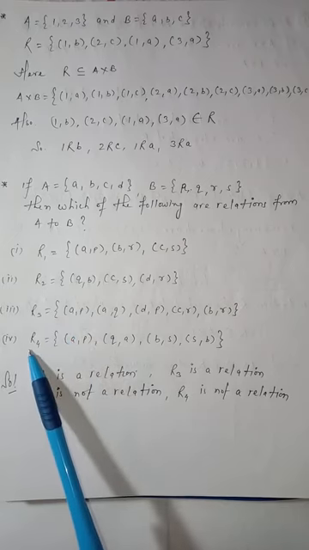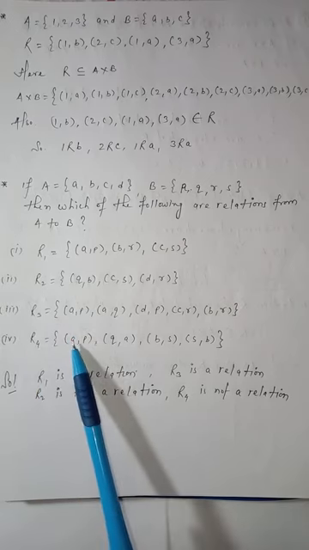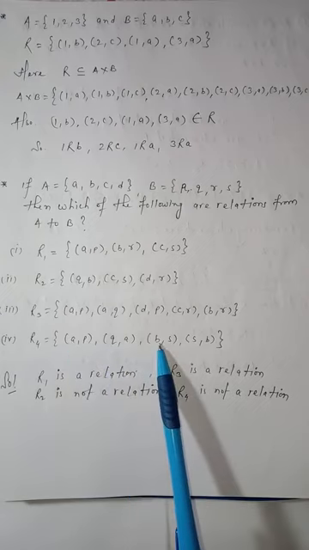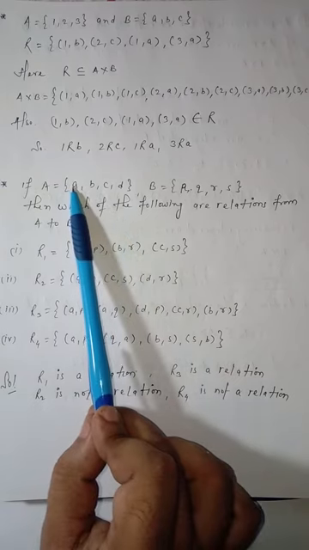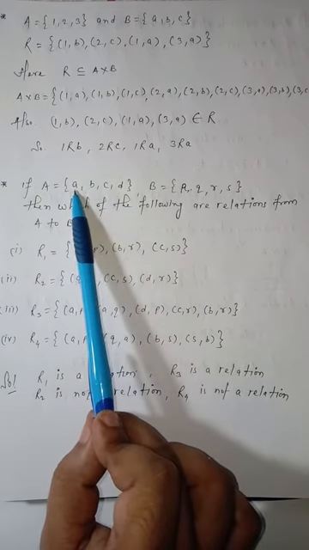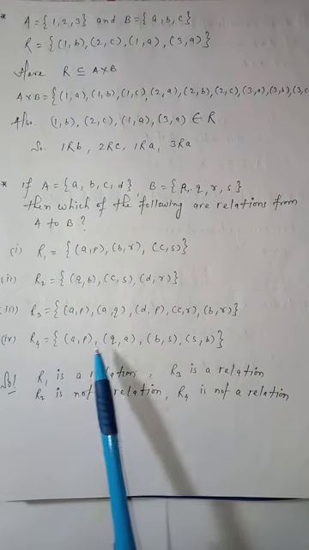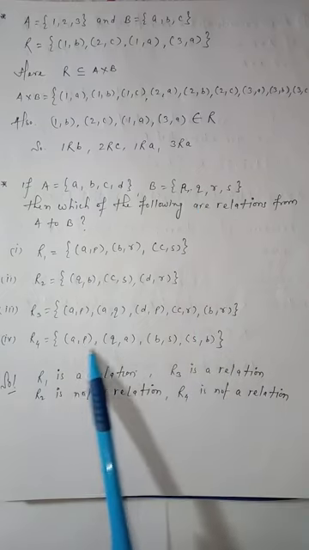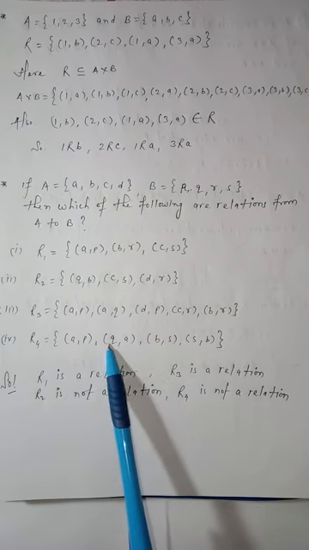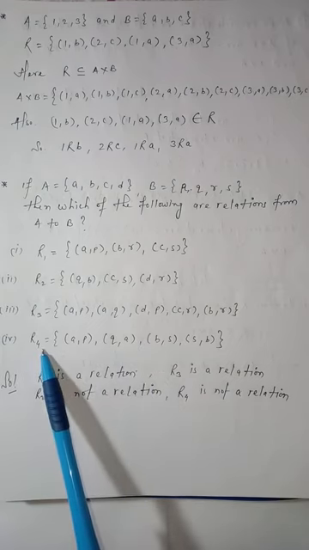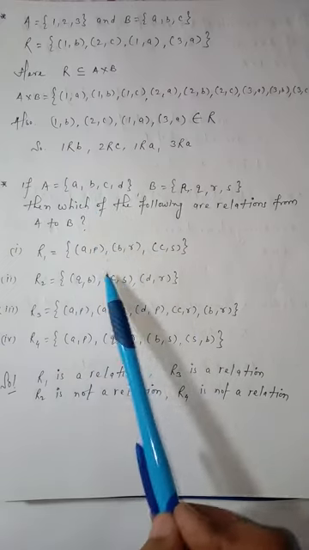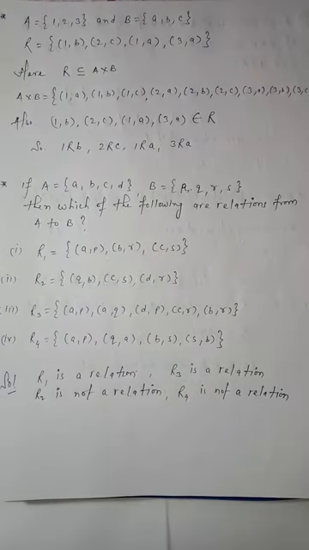Now come to R4. If R4 is a relation, then first elements must belong to set A. a, q, b, s. Only a is present in A, but q, b, s are in B. But according to this rule, all the first elements must belong to set A. That's why R4 is not a relation. Okay, I hope things are clear. And if you have any doubt, you write A cross B and check whether these are the subsets of A cross B or not.